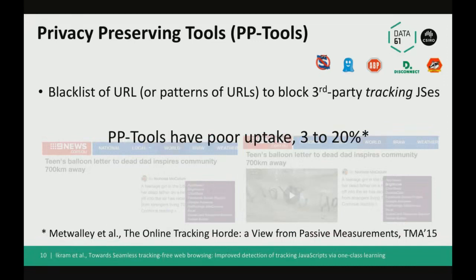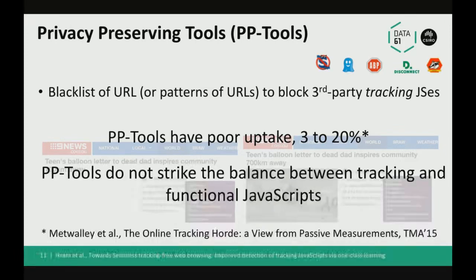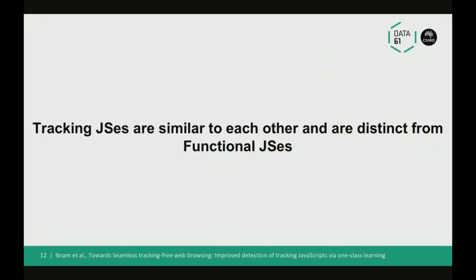these privacy preserving tools have very poor uptake. As pointed out by one recent work, the uptake of privacy preserving tools is up to 20%. And we believe that this poor uptake is because of their poor balance between tracking and functional JavaScripts. And we think that blocking URLs is not an effective way to block tracking JavaScripts.